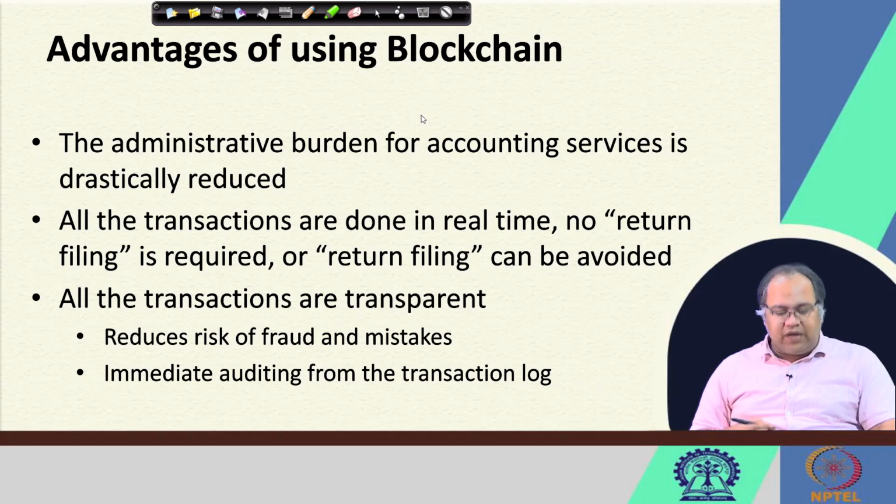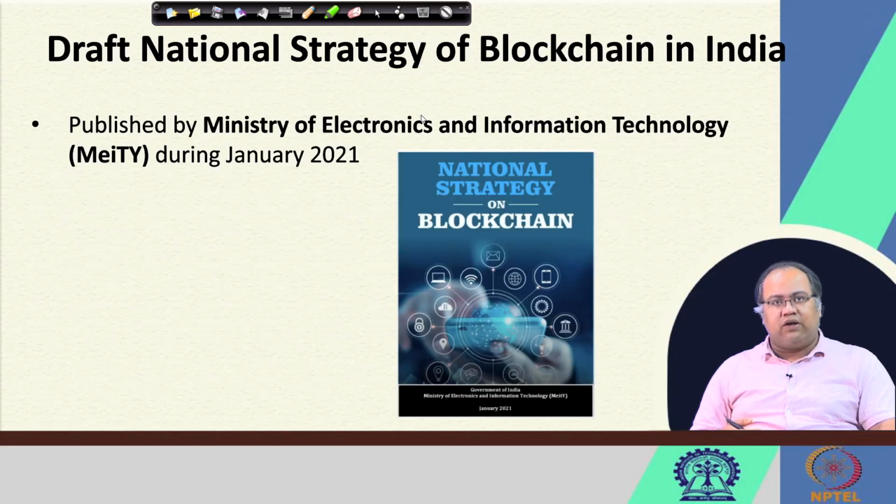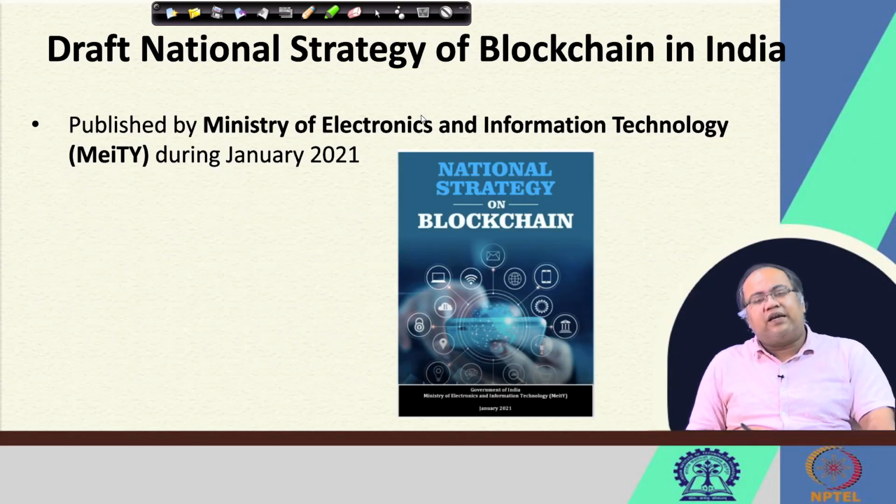Well, so the advantages of using blockchain that we typically have are that the administrative burden for accounting services is drastically reduced, and all the transactions are done in real time. No return filing is required as such, because the smart contract can immediately find out whether there is a requirement of providing the tax or not, and that way it can possibly avoid this kind of return filing, and all the transactions remain transparent. That way it reduces the risk of fraud or mistakes, and immediate auditing can be done from the transaction log. So that way it can actually significantly help the entire process.